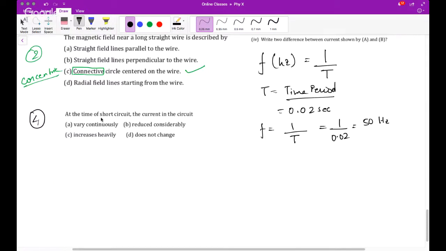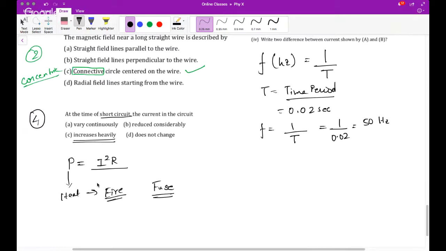So at the time of a short circuit, current in the circuit increases heavily. What happens in the circuit? You know that electrical power is I squared R. So if the current goes up heavily, a lot of power is generated, and it manifests itself in the form of heat and may lead to fire. Hence we provide a fuse, so that before anything happens, the fuse melts and the circuit is broken.